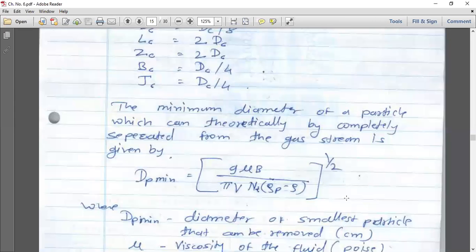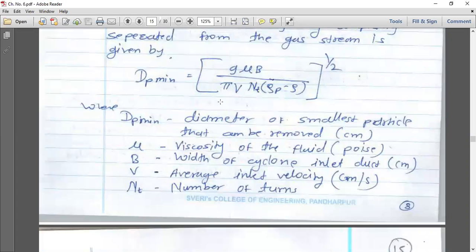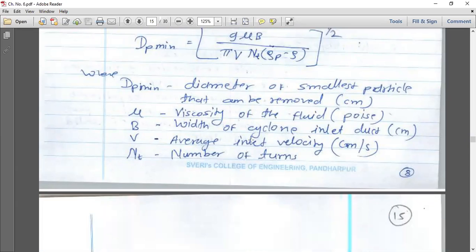Can I write down this equation? What is the equation? It is the dp minimum. dp minimum is the diameter of the particle which can be removed theoretically from the given equipment with the given dimensions of the cyclone separator. Okay, write down this equation with the nomenclature of this.